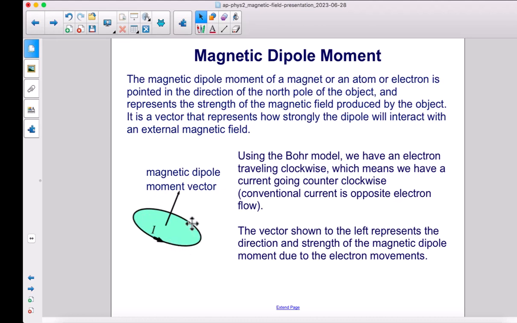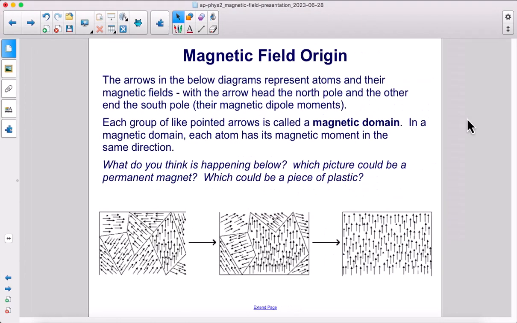The vector shown to the left represents the direction and strength of the magnetic dipole moment due to the electron movements. The arrows in the below diagrams represent atoms and their magnetic fields, with the arrowhead the North Pole and the other end the South Pole. So these show their magnetic dipole moments.